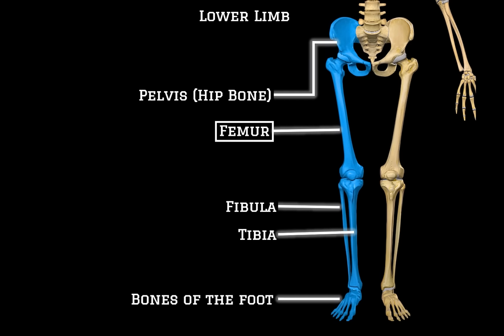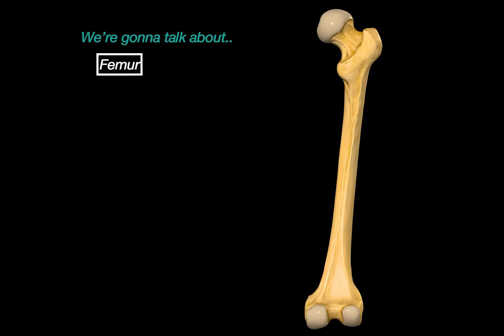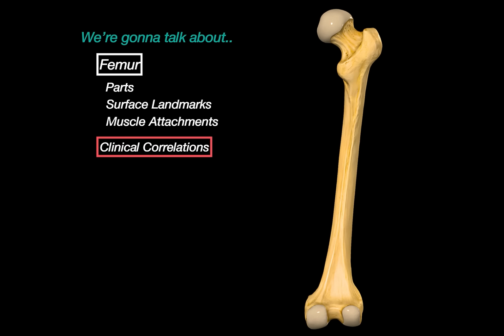The femur is the next bone in our lower limb skeletal series. So in this video, we are going to break down the full anatomy of the femur, going through its parts, surface landmarks, and muscle attachments. And as always, I will highlight some important clinical correlations along the way.